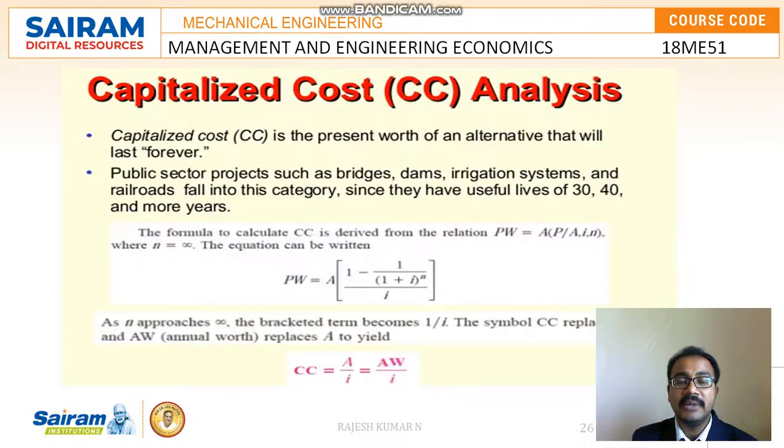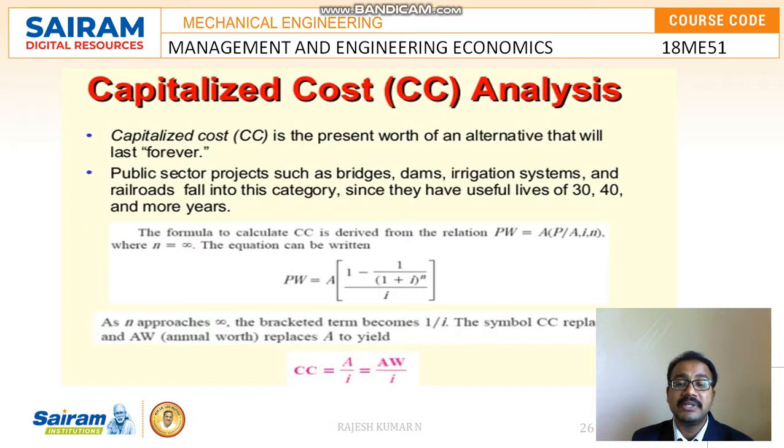And as we know, here we will be discussing even the payback analysis and the capitalized cost analysis. The formula we are using here is A into (1 minus 1 divided by (1 plus i) power n) divided by i, as the number of years approaches infinity, because the servicing years will be unpredictable. Sometimes it can be 100 years, 200 years. So the bracketed term becomes 1 by i.